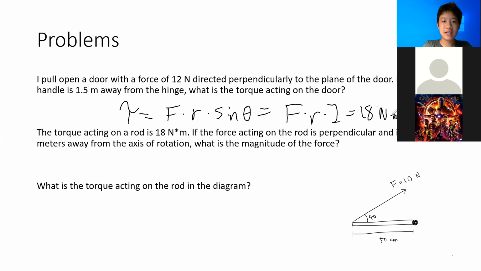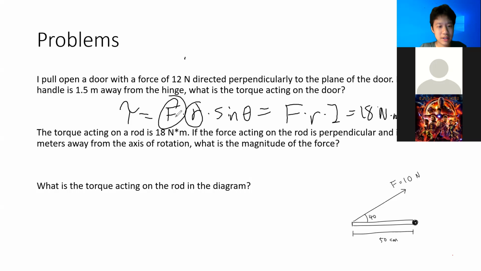And newtons times meters is the unit we use for torque because we have force times radius, and force is in newtons, radius is in meters. And the reason why we don't consider sine of theta in there is because the sine of theta doesn't really have a unit. It's just like a constant, a number, okay? So the unit for torque is newtons times meters.